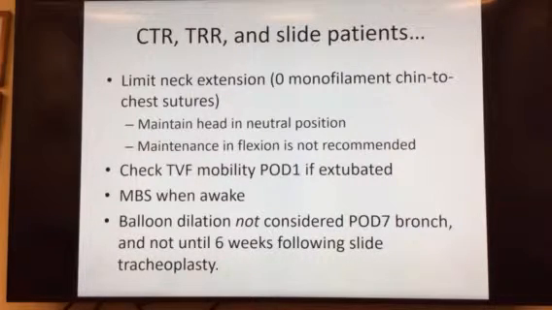You want to maintain the head in a neutral position with this stitch, and it's uncomfortable if you maintain the head in flexion, actually, and so that's not recommended. On postoperative day 1, if they're extubated, you can always check for cord mobility after these procedures, as the recurrent laryngeal nerves are at risk.